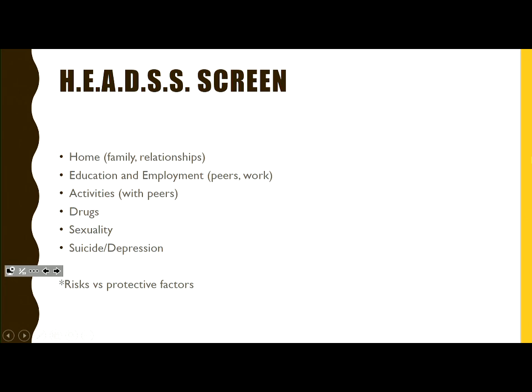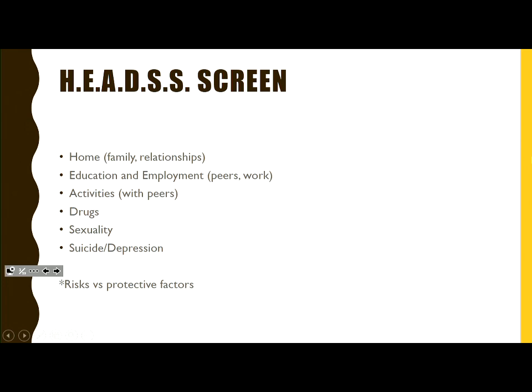Sexuality, the two aspects are: are they in a relationship? Are they sexually active? And is that causing some stress for them? And also, they may not have decided yet if they're interested in guys or girls, and that can also cause a lot of tension as a teenager.